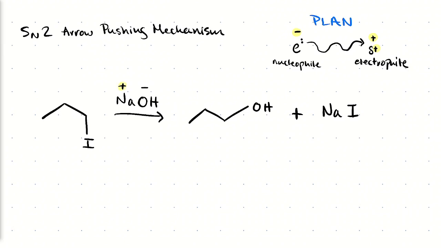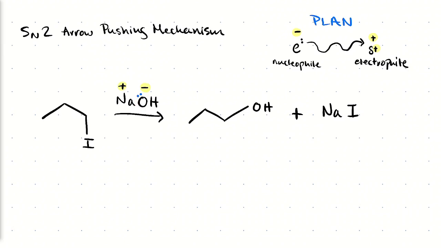can see that sodium has a positive charge, hydroxide has a negative charge, and hydroxide has at least one lone pair of electrons. In this mechanism, we're just going to use one, so I'm just going to add a lone pair. But we also have another set of lone pairs.